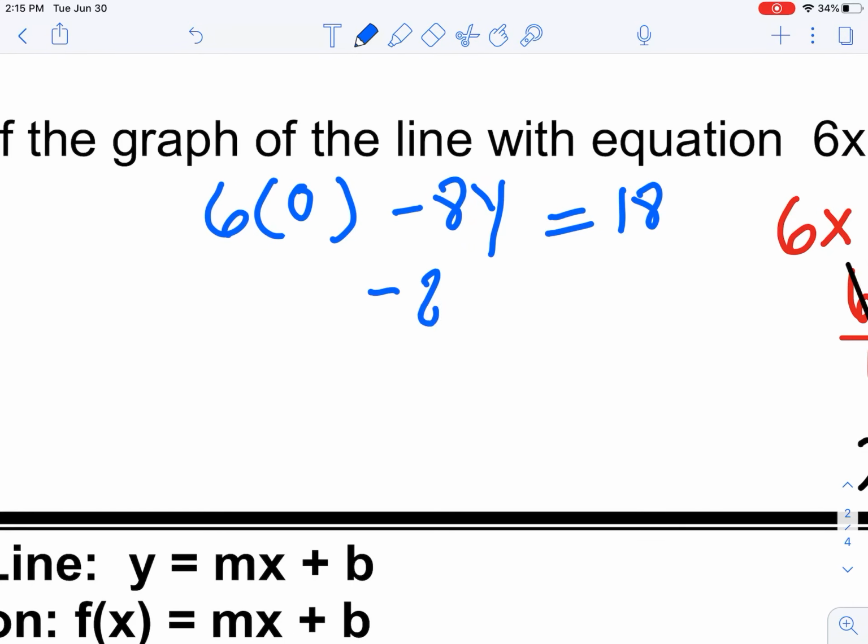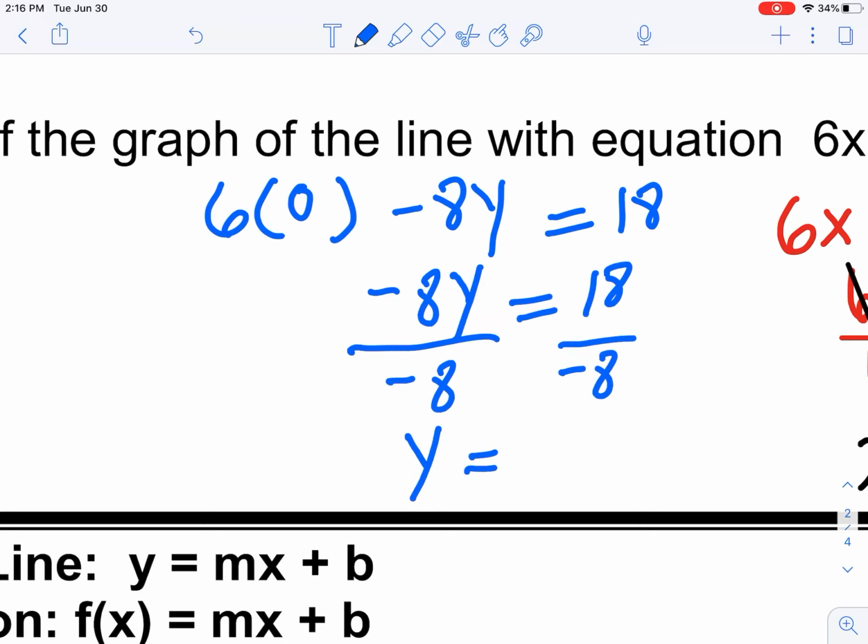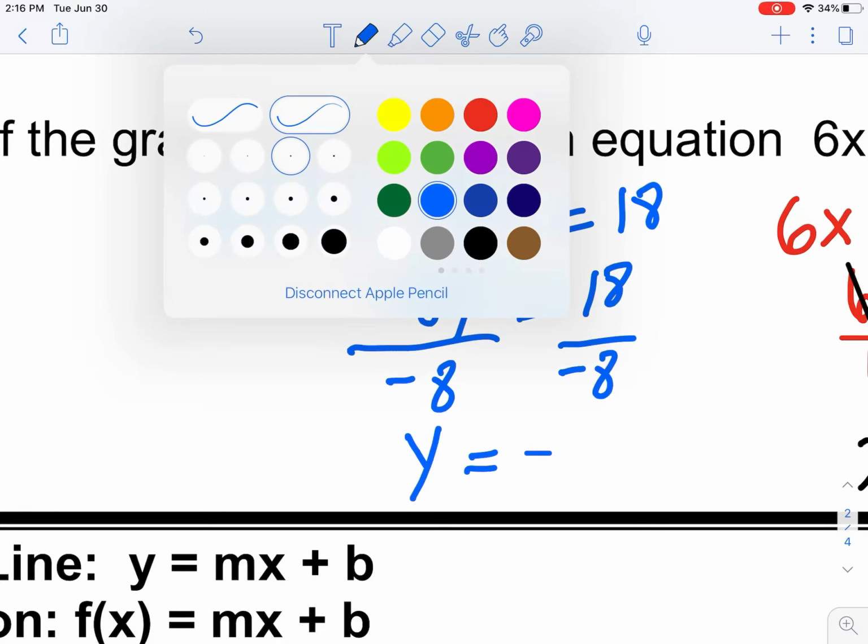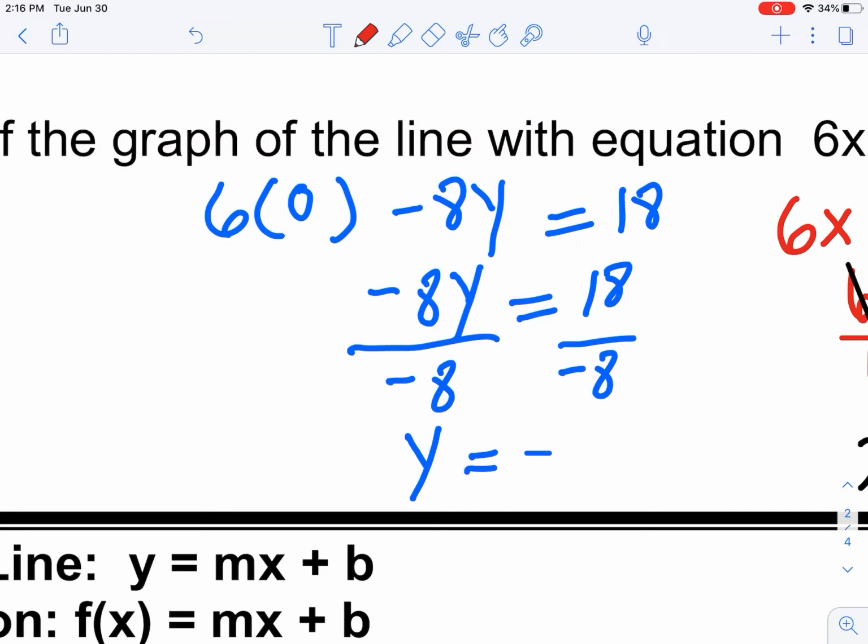So 6 times 0 is just 0, and you're left with negative 8y, which equals 18. Now we're going to divide out the negative 8 on both sides, and we get y equals. Now, here's the thing. We can just simplify this, but don't forget a positive divided by a negative is a negative. And we're just going to reduce this, simplify it, and divide by 2.